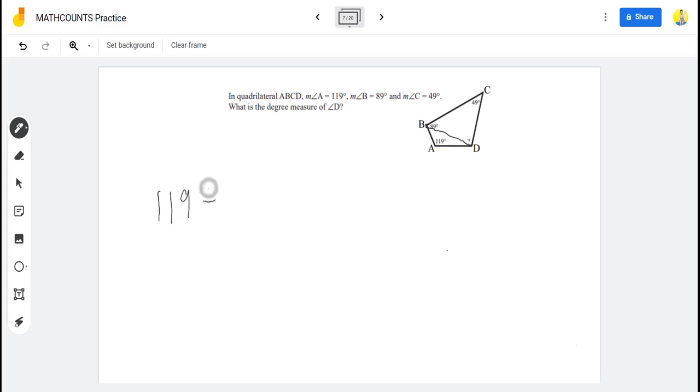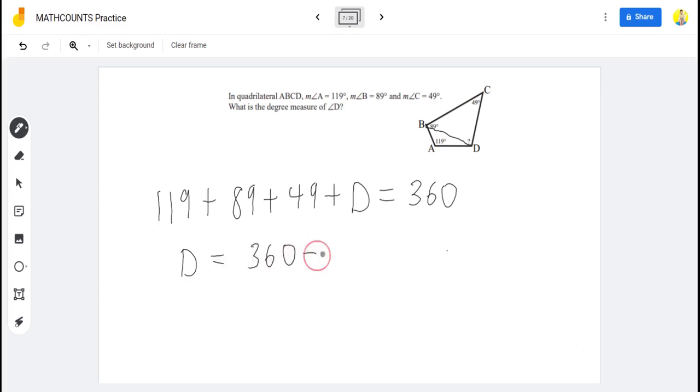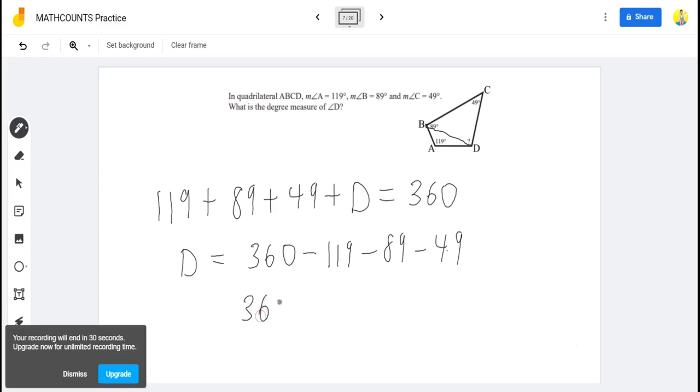So 119 plus 89 plus 49 plus the measure of angle D equals 360. D is equal to 360 minus 119 minus 89 minus 49. And 119 plus 89 plus 49 is just equal to 257. And that equals D, meaning that D equals 103.